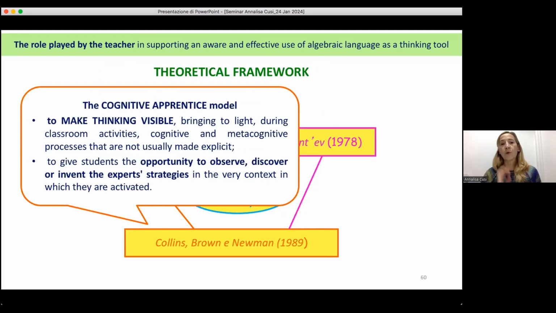Another element of the framework is the model of cognitive apprenticeship introduced by Collins, Brown, and Newman. They stress the need to focus on making thinking visible during classroom activities, to bring light to cognitive and metacognitive processes that usually are not made explicit during mathematics lessons. This kind of approach is aimed at giving students the opportunity to observe, discover, and invent the strategies developed by the expert in the very context in which they are activated.